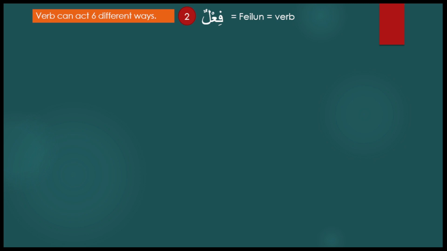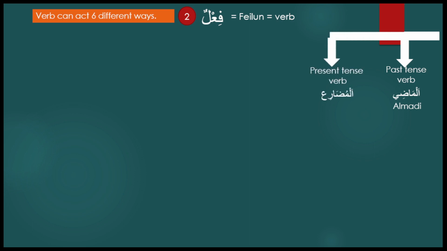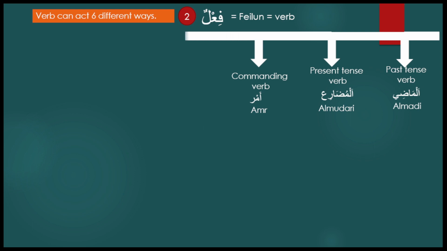In Arabic, the verb is called Feilun. The Feilun can be used in 6 different ways that we have already discussed. Now we will see how it will be used in a sentence. First form of verb is past tense verb. It is called al-madi in Arabic. And the second form of verb is al-mudari, or the present tense verb. The third one is commanding verb. In Arabic, it is called amr. Fourth one is the verbal noun. In Arabic, it is called al-masdar.